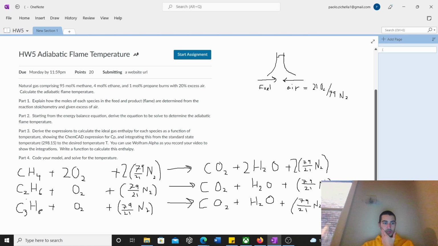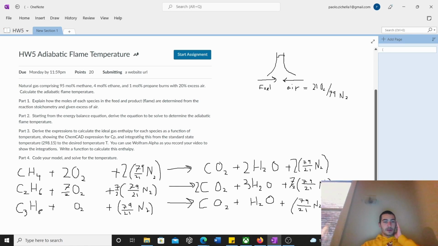For ethane we have two carbons, so we change this carbon dioxide into two carbon dioxides. However, we have six hydrogens, so then we multiply to get three H2Os. So we have a total of six hydrogens on both sides. Now for the total amount of oxygen, we have 4 in the carbon dioxide and 3 in the water, so we have a total of 7 oxygens. So we multiply this O2 by 7 halves. 7 halves times 2 is simply 7. And the same with the nitrogen on both sides of the equation.